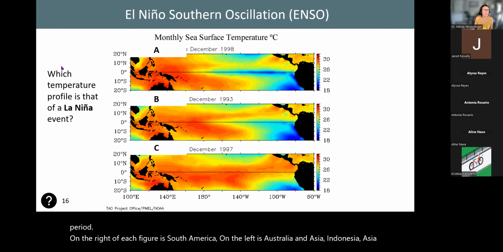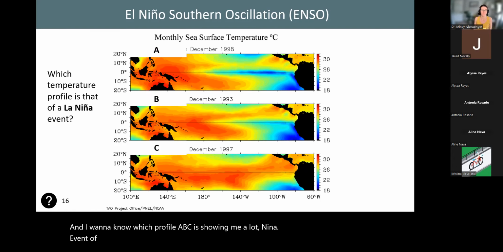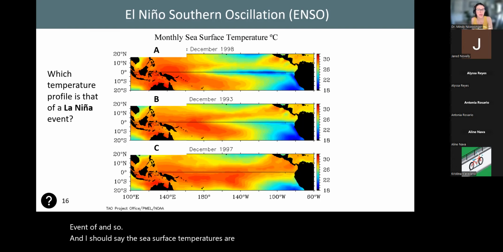And I want to know which profile, A, B, or C, is showing me a La Nina event of ENSO. And I should say the sea surface temperatures are color-coded and the temperatures are shown on the right.